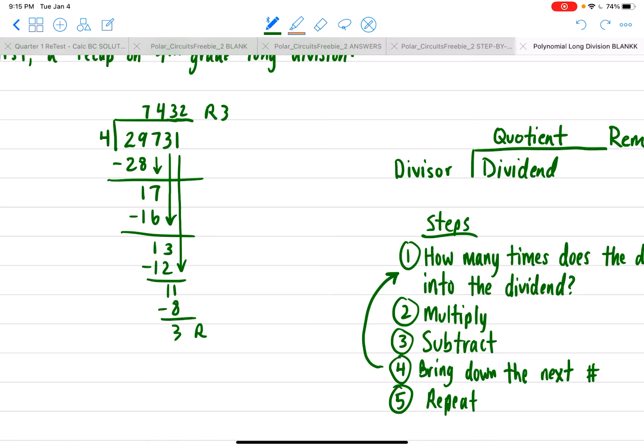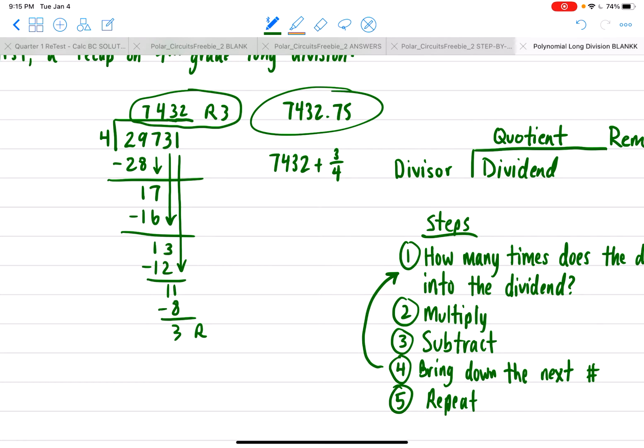If you actually threw this into the calculator, what you would get is 7,432.75. And the 0.75 comes from taking 7,432 and adding 3 divided by the original divisor, which was 4. So that's why you get this decimal when you divide it like that. But in fourth grade, we were pretty happy with that answer. That's what your calculator would get if you plugged it in. So that's a quick recap on that.